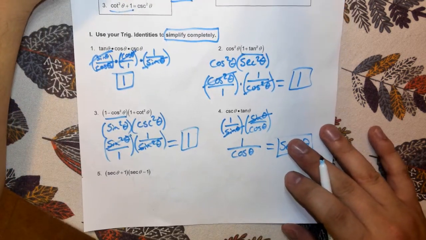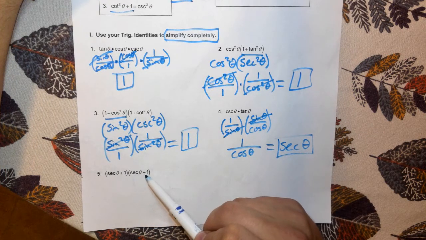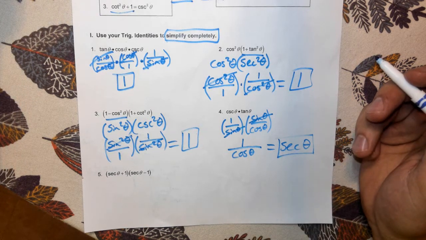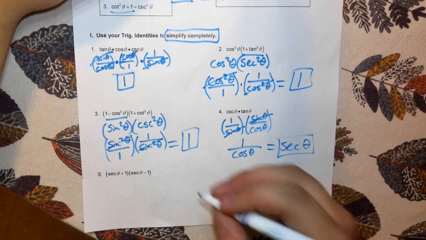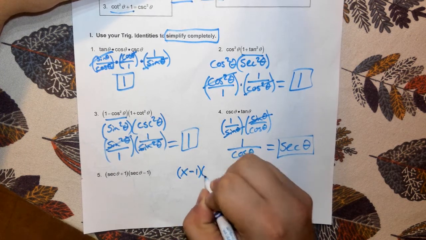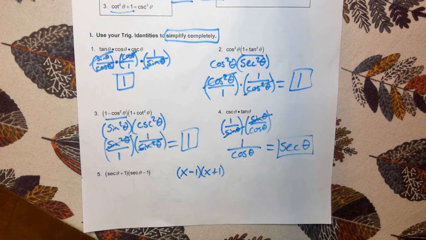Here we go. Here's a fun one. Secant theta plus 1, secant theta minus 1. Now I know it may have been a long time, but maybe you've seen something like this. Just to throw it out there, maybe this x minus 1, x plus 1 thing. This is called difference of two squares.